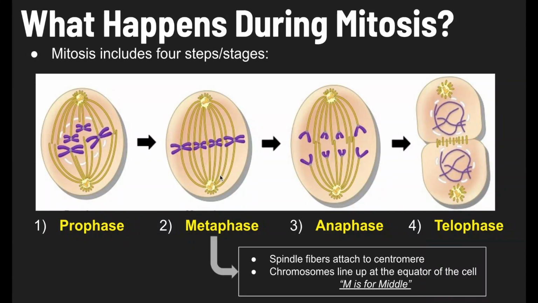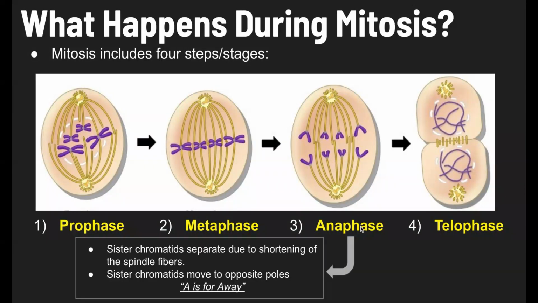During metaphase, the spindle fibers attach to the centromere of the chromosomes, and the chromosomes line up along the equator of the cell. An easy way to remember what happens during metaphase is to remember this phrase: M is for middle. Notice that metaphase starts with the letter M, and all the chromosomes are lined up in the middle of the cell. So whenever you see a cell where all the chromosomes are lined up in the middle, you know that it is metaphase.